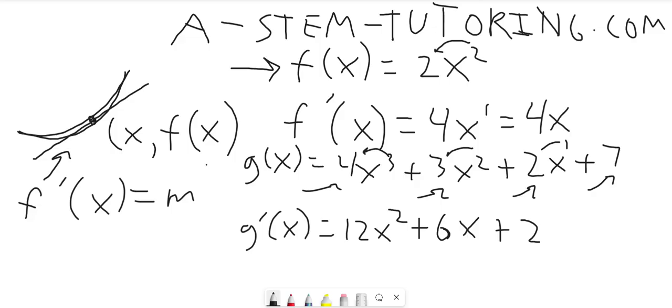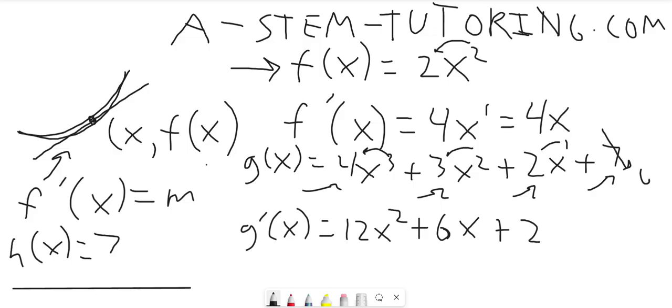Now what about the 7 here? Well, suppose we have a function h of x equals 7. That would be a horizontal line crossing at y equal to 7. The slope of that would be 0 because there is no rise for any run. So this term drops out. So remember, the derivative of a constant will always be 0. So finally we have g prime of x equals 12x squared plus 6x plus 2.